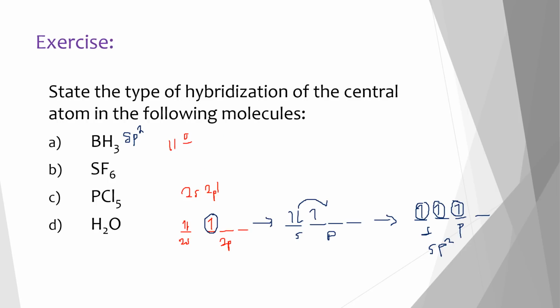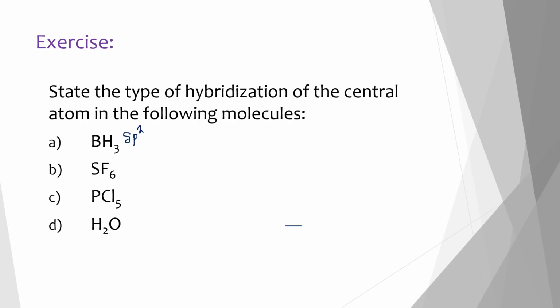So next is SF6. For SF6, you can draw the Lewis structure first. So you have 6 fluorine forming a bond with the sulfur. That means sulfur needs to form 6 sigma bonds, one for each of the fluorine. So focus on the sulfur only.